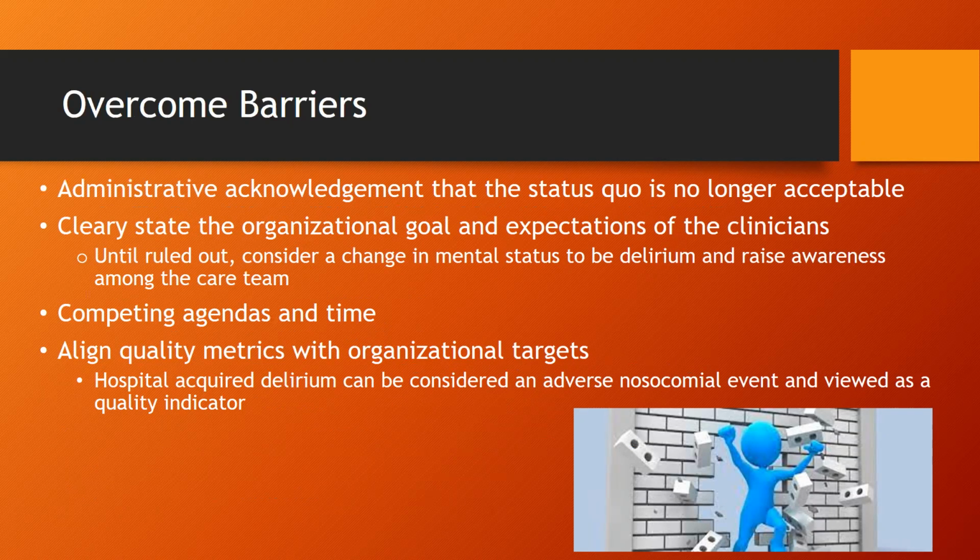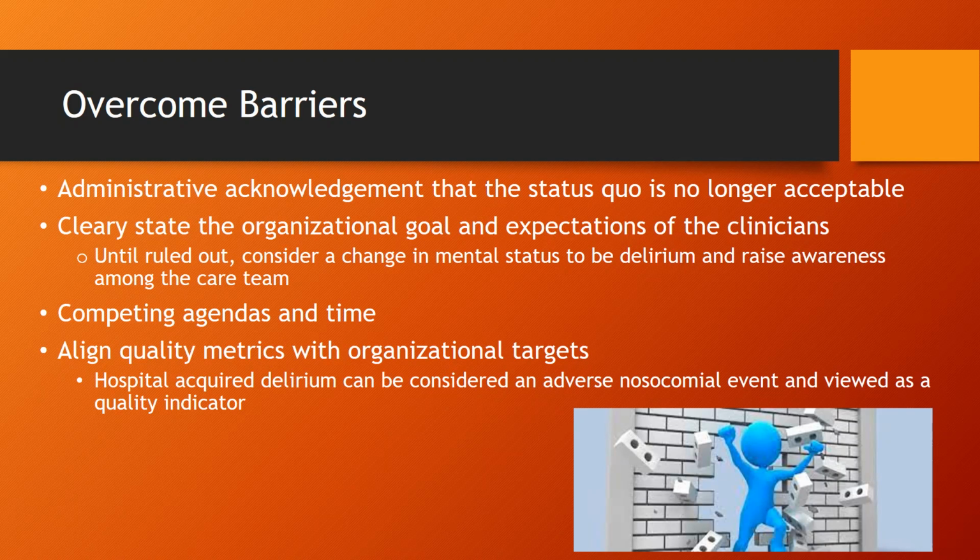So talking about barriers, resistance to change is a known barrier to implementation of any new initiative in an organization. And so to overcome these barriers, you truly need a team approach with each discipline aware of their own roles and all with the same focus of improving care for the patient and family. So to help overcome barriers, it's helpful for administration to acknowledge that the status quo is no longer acceptable as your very first step, and then clearly state the organizational goal and expectation of the clinicians.